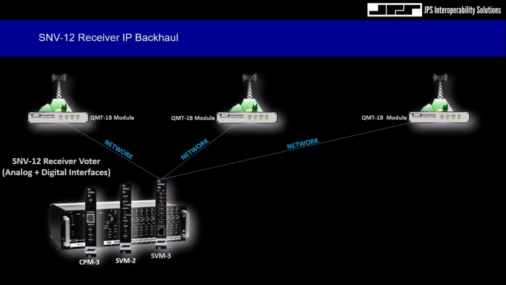Now that the vocoder audio fidelity issue is solved, remember, we've captured the spectral noise at the receiver. The modules can now work together to mitigate the effects of network jitter. And remember, the SNV12 voter can handle the latency, but not the jitter, right? So we can handle the latency, but we cannot tolerate the jitter. As you can see in this example, the SNV12 voter can be populated with both analog SVM2 and digital SVM3 site voter modules. This is truly a hybrid solution, and we'll talk about this a little bit later.